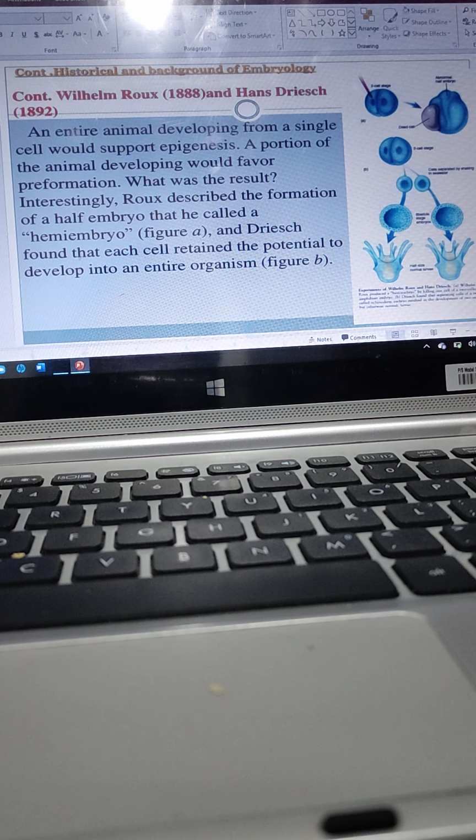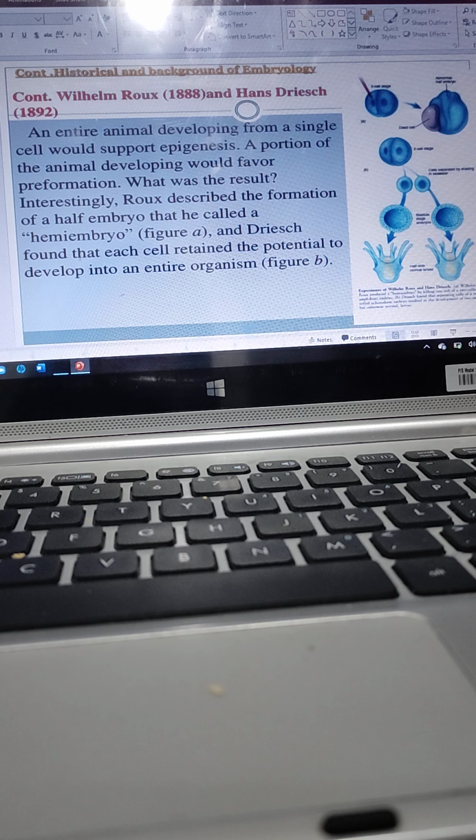They believe that the killed cell remained attached to the developing amphibian embryo in Roux's experiment. It altered the development of the untreated cell. So, it was an important turning point in embryology.